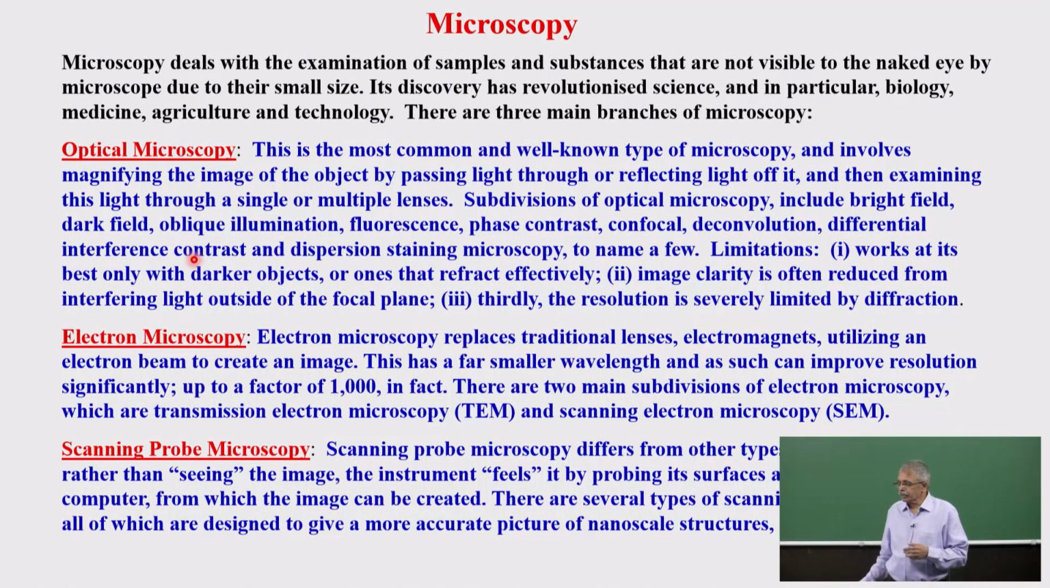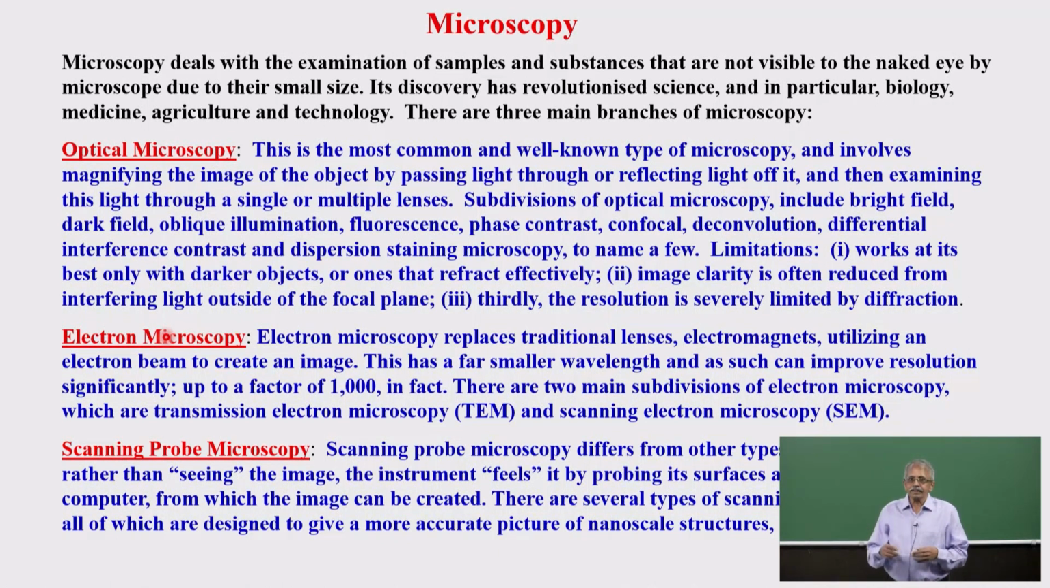And this is good for darker objects, which refract much better. There is a lot of light interference in these, and light diffraction will also be limiting. So there are a lot of limiting factors. Therefore, using optical light, you cannot see molecular-size objects, like macromolecules or cells, with that magnification.